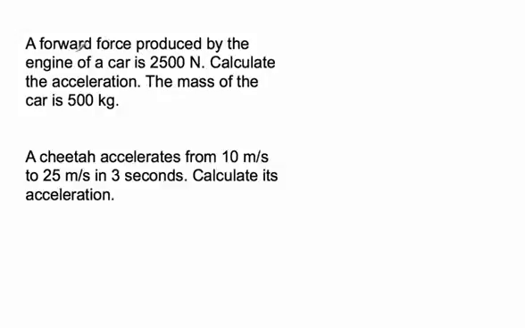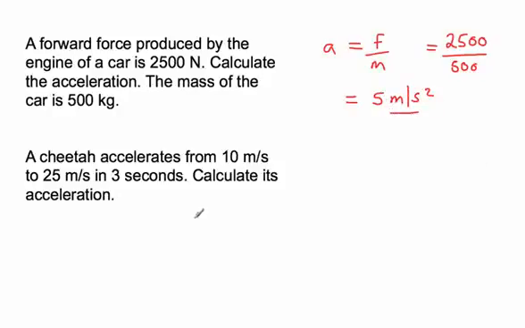So for this first one, we've got a forward force produced by a car of 2,500 newtons. Calculate the acceleration, the mass is 500 kg. So you might have worked out that we're using this formula here. Acceleration is force divided by mass. We have a force of 2,500 newtons divided by a mass of 500 kg. So the answer in this case is 5 meters per second squared. That's acceleration. Don't forget to add the unit.